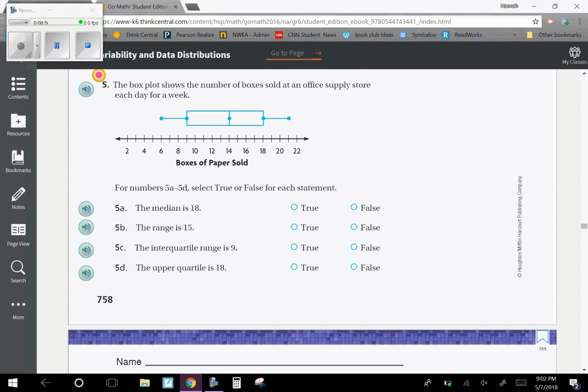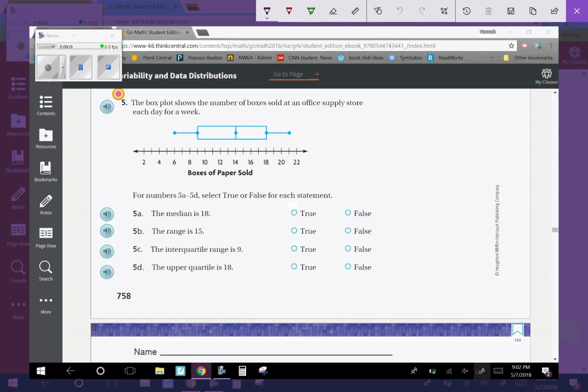Number 5, the box plot shows the number of boxes sold at an office supply store each day for a week. For numbers A through D, select true or false for each statement. The median is 18. This is my median. That does not say that it's 18, so that is going to be false. The range is 15. I need to take this number minus this number, which happens to be 21 minus 6, which gives me 15, so that would be true.